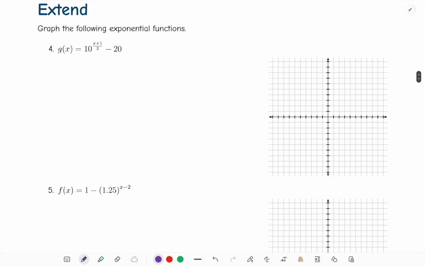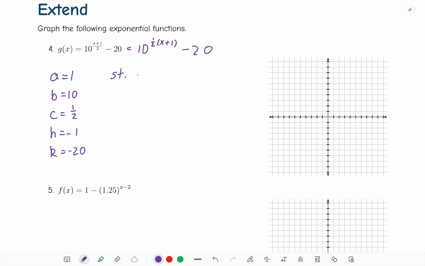Question 4. Graph the following. So first of all, I am going to rewrite this one. So that's in standard form, because that x plus 1 over 2 is the same thing as 1/2 times x plus 1 in parentheses. So then we have that A is equal to 1, B is equal to 10, C is equal to 1/2, H is equal to negative 1, and K is equal to negative 20.